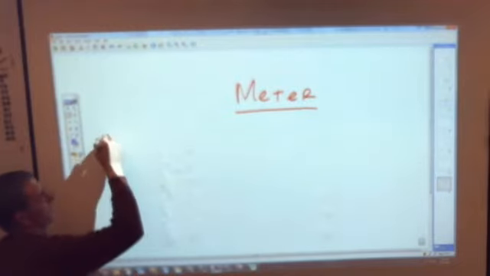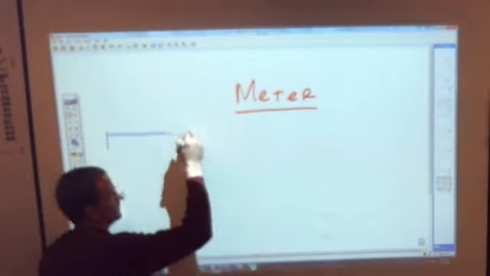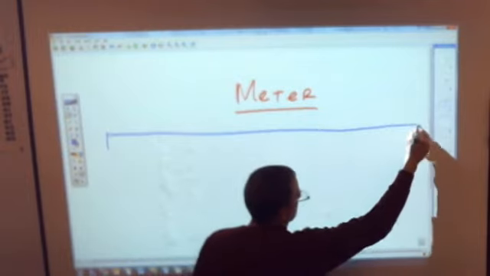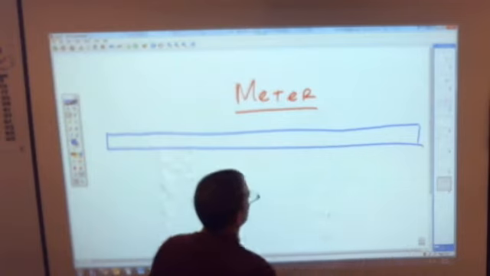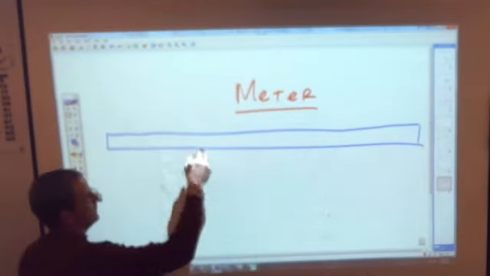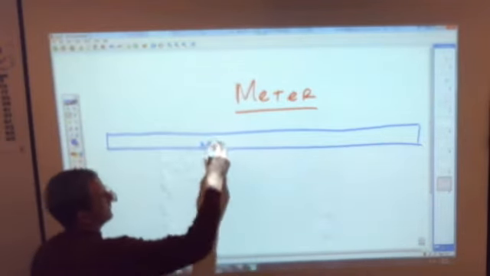Here is the gist. Let's draw, make it go as big as your paper. Let's call this our meter. This is our meter.